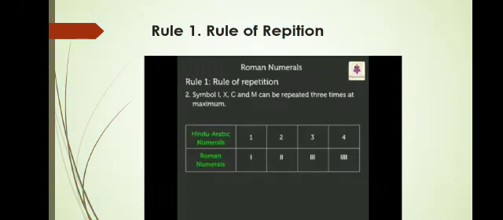Symbols I, X, C and M can be repeated 3 times maximum. Hindu Arabic numeral 1 stands for I in Roman numerals. So 2 stands for II, 3 stands for III, but 4 does not stand for IIII. How do we write 4? As I've shown in the second slide, we write 4 as IV. So we cannot write 4 as IIII. As shown in the definition, we can repeat these symbols only 3 times. We cannot repeat them more than 3 times.